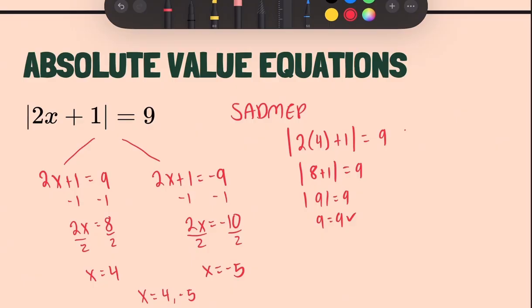Now what about negative 5? Let's test it out. 2 times negative 5 plus 1. 2 times negative 5 is negative 10. Negative 10 plus 1 is negative 9. And the absolute value of negative 9 is in fact 9.